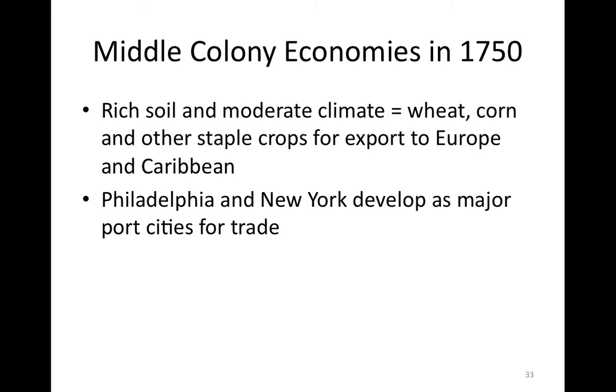There was good soil and moderate climate, not great for things like tobacco and rice, which required much warmer climates, but good for things like wheat and corn and other staple crops that were exported to Europe and then down into the Caribbean to feed the huge labor pool of people down there working in sugar plantations. And then Philadelphia and New York developed into major cities for trade. Just like Boston, Providence, and the other cities in New England, so too Philadelphia and New York became these hubs of the transatlantic ocean trade.